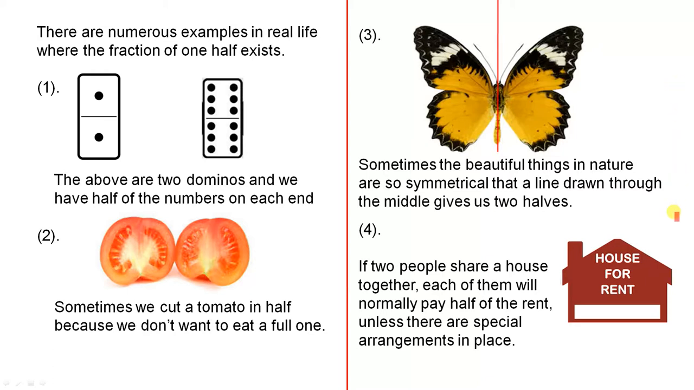Number 4. If two people share a house together, each of them will normally pay half of the rent, unless there are special arrangements in place.